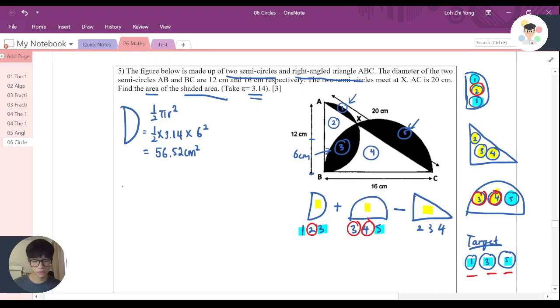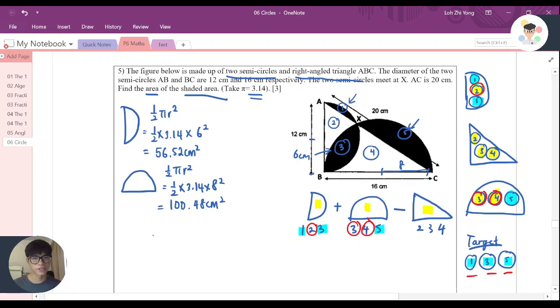Again, let's look for the semicircle in this one. It's a semicircle, so it's half pi r squared. So it's half times pi, which is 3.14. And what is my radius now? Again, my diameter is 16 cm, so my radius here is 8 cm. So it's 1 over 2 times 3.14 times 8 squared, which on your calculator is 100.48 cm squared.